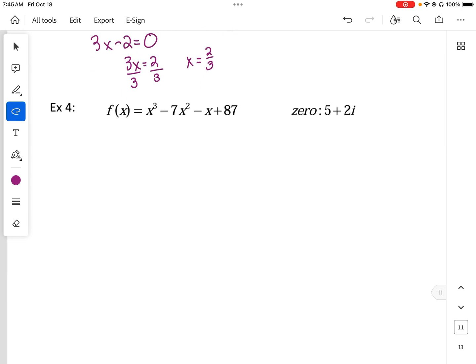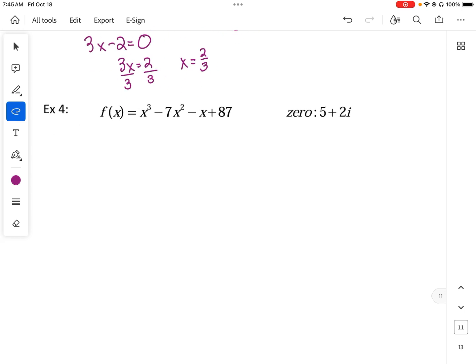Okay, one last question. We're given a function. This is one of the zeros. We need to find the other zeros. So if 5 plus 2i is a zero, then we would also have 5 minus 2i is a zero. So we want to divide our function by our zeros to find the other zero. Because this is cubed, there are going to be 3 zeros. But I need to go ahead and simplify this. 5 plus 2i, 5 minus 2i.